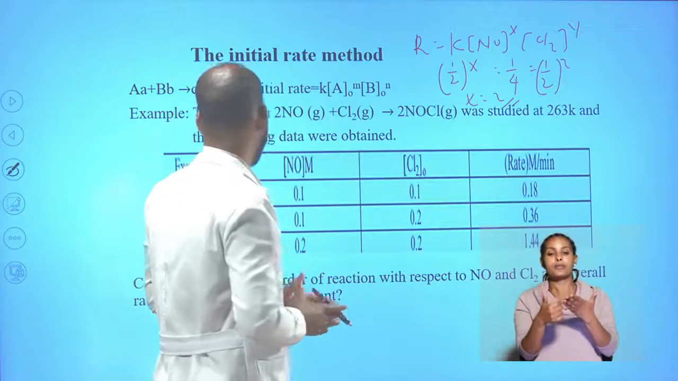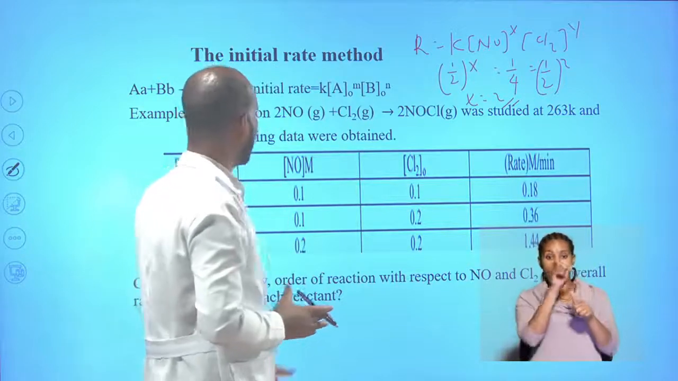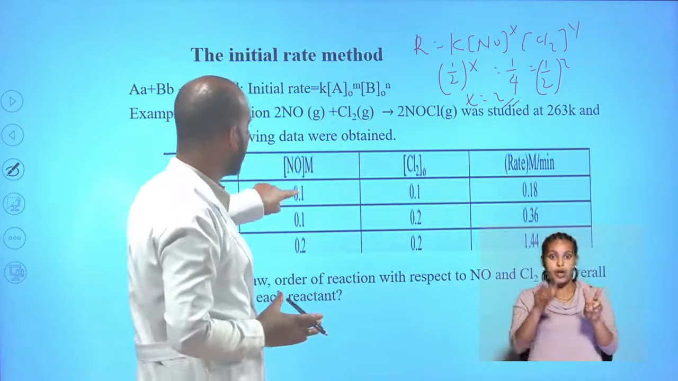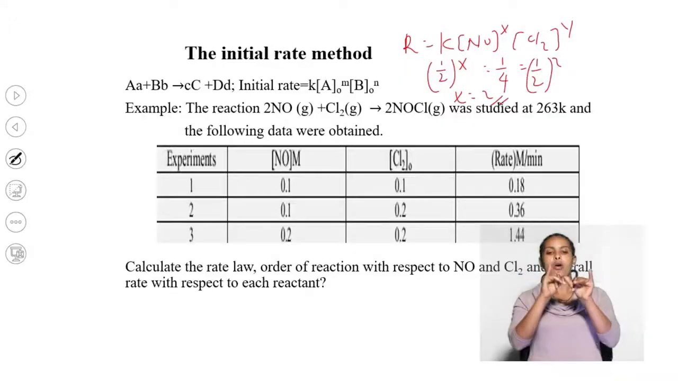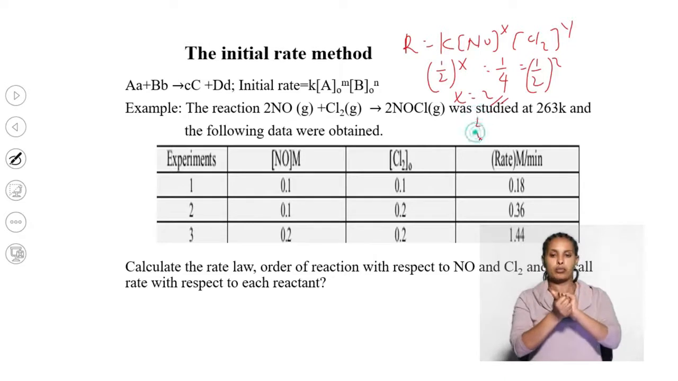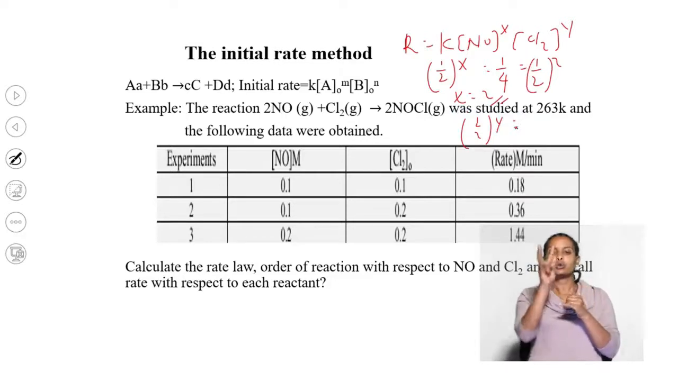Therefore, in experiment 1 and 2, concentration of nitrogen monoxide is constant. Concentration of Cl2 varies. 1 over 2 to the power y equals rate 1 divided by rate 2, which is 18 divided by 36, which is 1 over 2. From this, the value of y is 1.